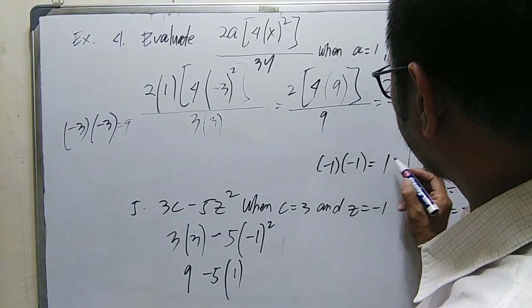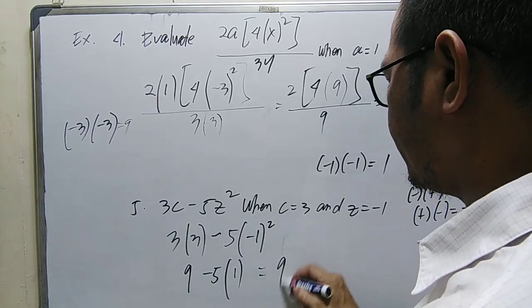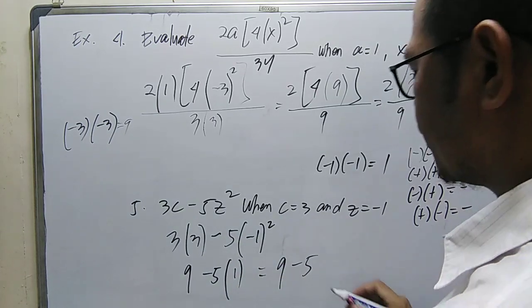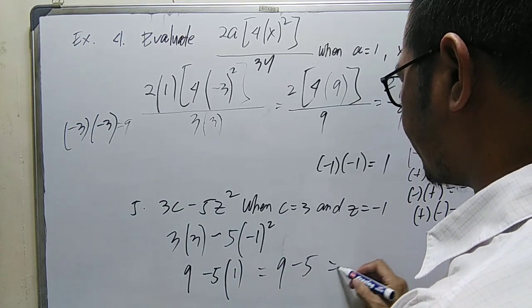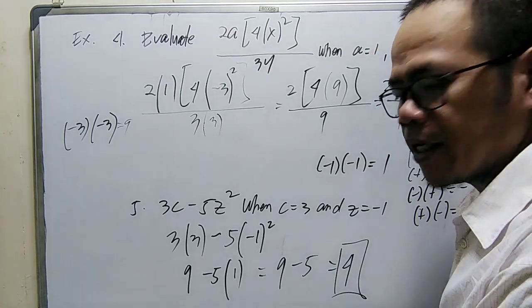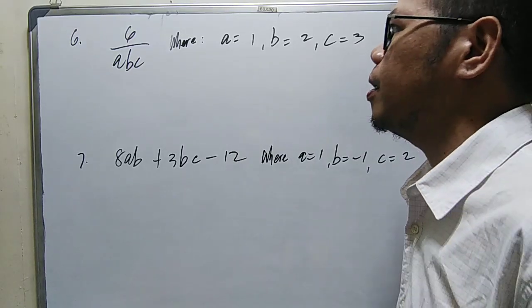Nakuha? Positive 1. Equals, kopyahin muna natin si 9, then negative 5 times 1, that is negative 5. Then 9 minus 5, that is equal to 4, positive 4. So this is your final answer sa ating example number 5. Proceed to number 6 example.